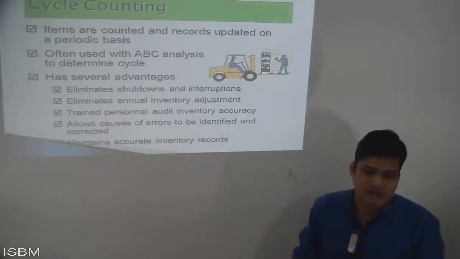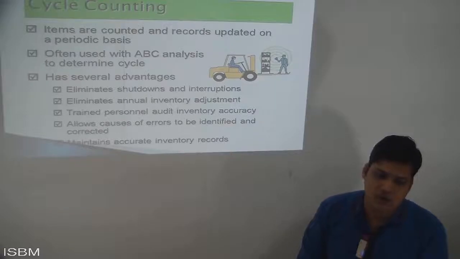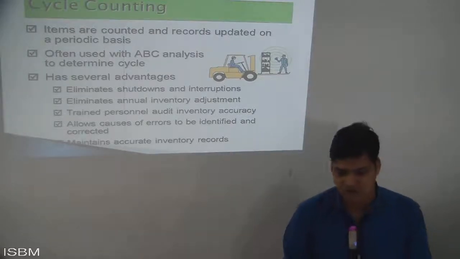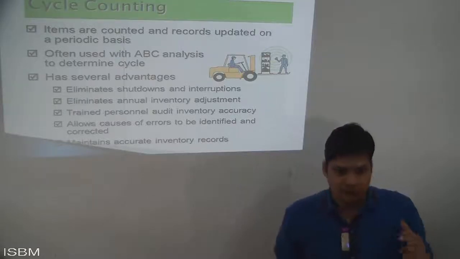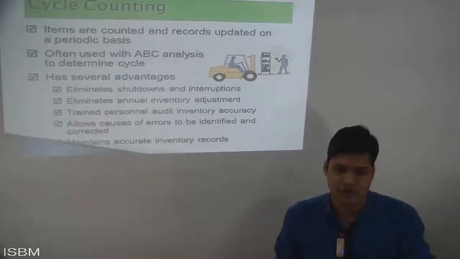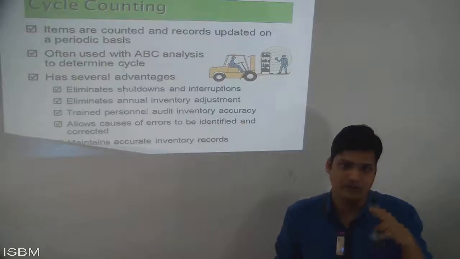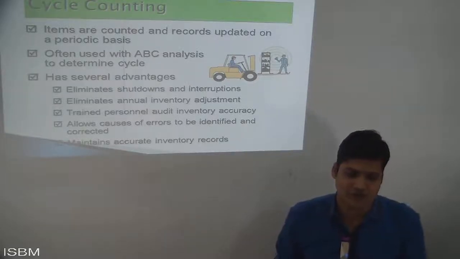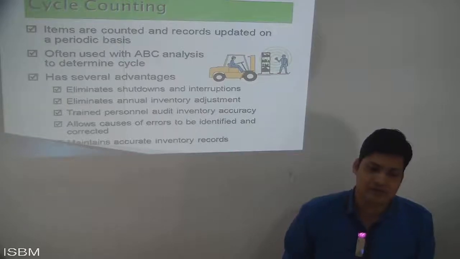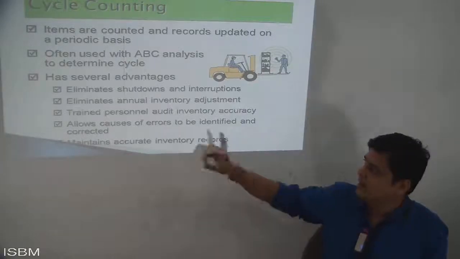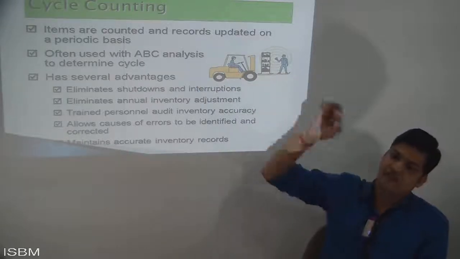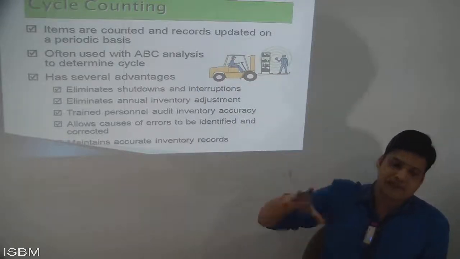Cycle counting. How is the cycle counted? Items are counted and records updated on a periodic basis. You need to do that in 24 hours. I need to calculate my inventory once in 24 hours. Then it is often used with ABC analysis to determine the cycle. ABC analysis is very important, so you have to take care of that. Each and every day you have to do the ABC analysis.